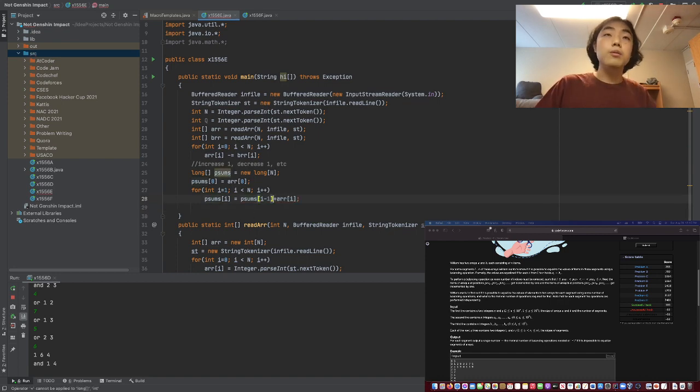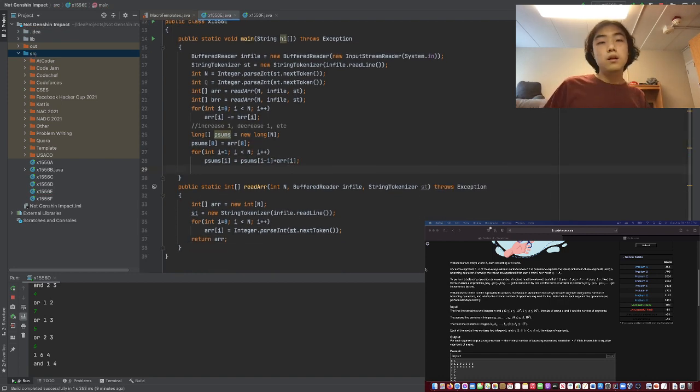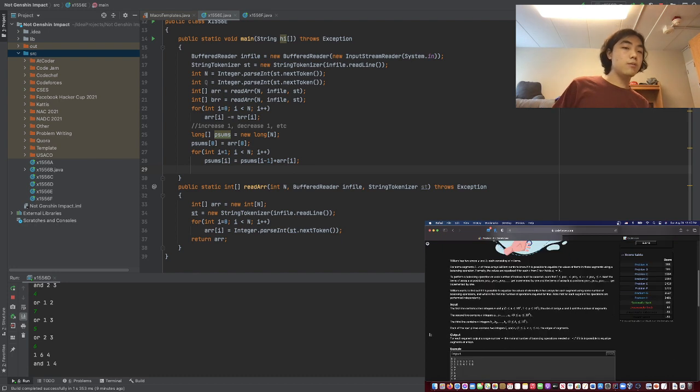P sums at I minus 1. Okay, so we get our prefix sum for this, and then after we get our prefix sum, the first thing we can query is to make sure the sum of the segment is equal to 0. Then after that, we need to make sure that there's no point in which these decreases become impossible to handle.